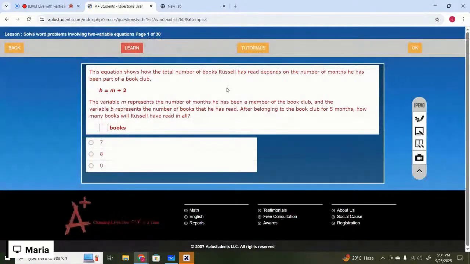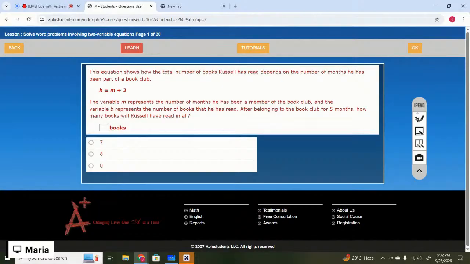This equation shows books Russell has read depends on the number of months he has been part of a book club. B equals m plus 2. The variable m represents the number of months he has been a member of the book club, and the variable b represents the number of books he has read. After belonging to the book club for 5 months, how many books will Russell have read in all?